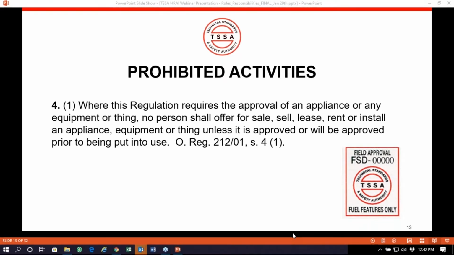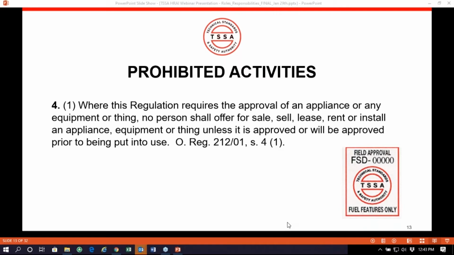And so the owner operator then must submit a design to TSSA for review, and then have the equipment inspected for field labeling by the TSSA inspectors. And just to note, in Ontario, TSSA is the only organization that can conduct field approvals. Some of the other jurisdictions across the country do permit third-party field approvals, but in Ontario we do not.